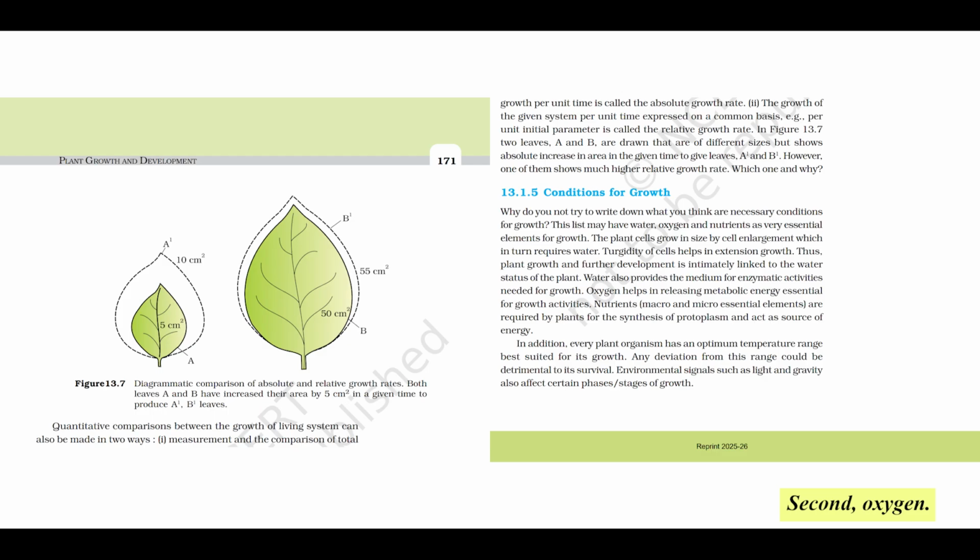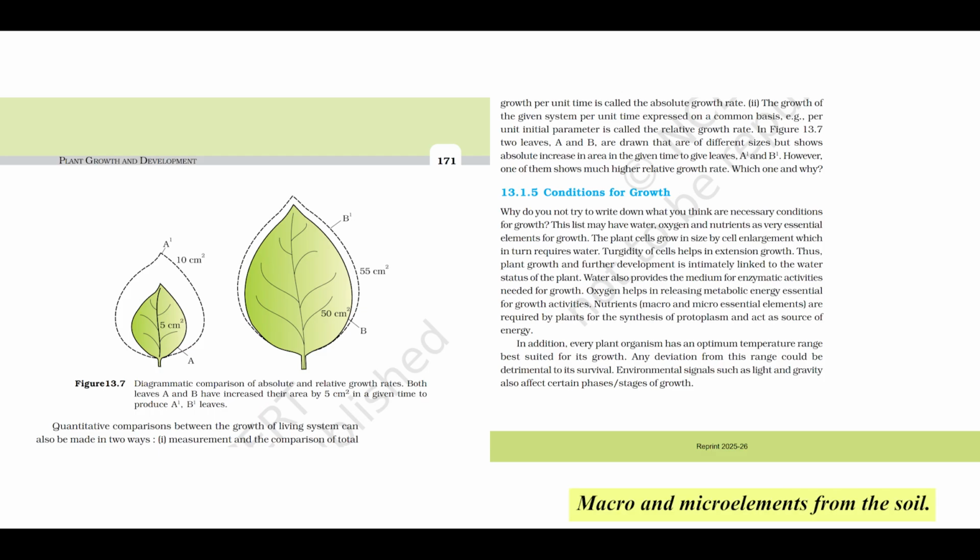Second, oxygen. Plants make oxygen in photosynthesis, but they need it for respiration to release metabolic energy. That energy, ATP, fuels everything: cell division, nutrient transport, synthesis. No oxygen, no energy, no growth. Think waterlogged roots, they suffocate. Right. Respiration needs oxygen. Third, nutrients.